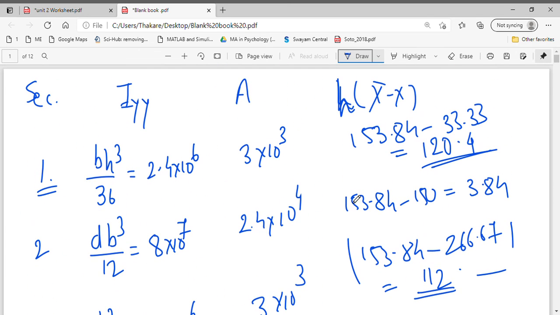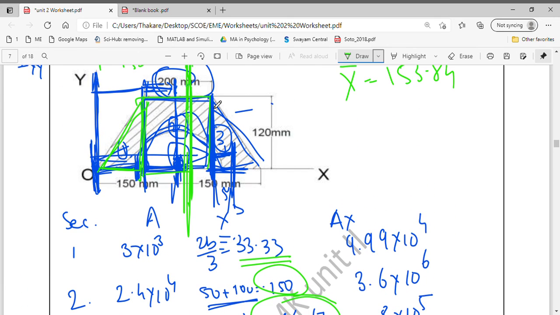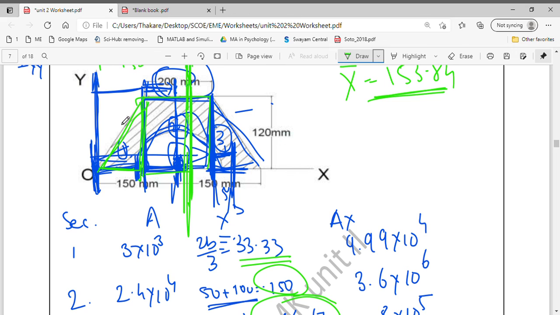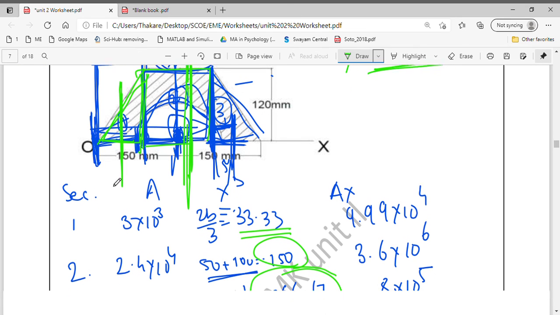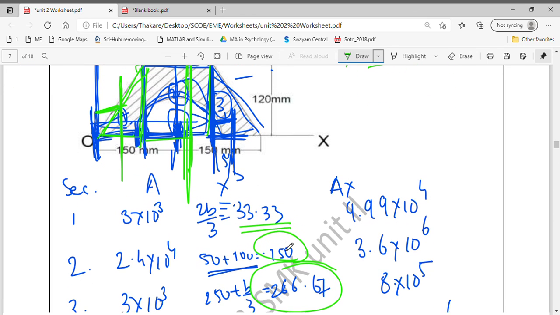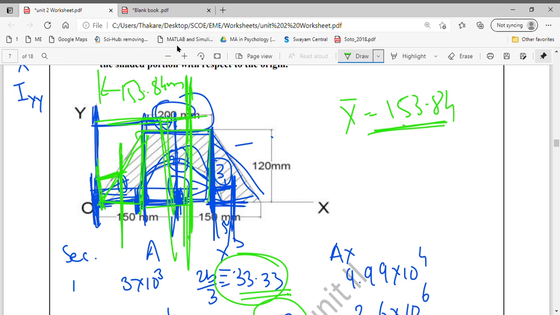I will repeat how we determined the h value for vertical centroidal axis. We had the location of vertical centroidal axis for the entire figure as 153.84. We know that for this right angle triangle, the vertical centroidal axis is lying at 33.3 from this side, and this is 150. So 153 minus 33. For a rectangle, it was lying at 150 and this was 153.